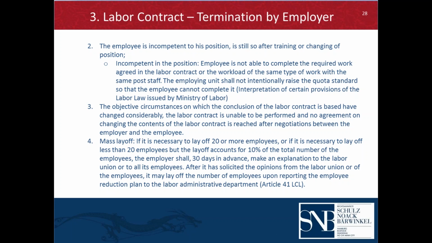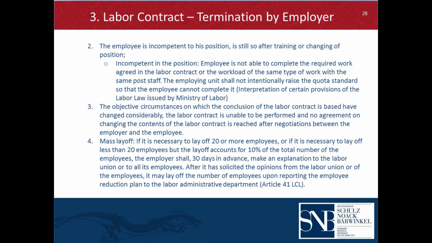Also, a termination reason is if the objective circumstances on which the labor contract was concluded have changed. For example, if a department has to be shut down and it's not necessary to have this work anymore, this would be a reason where you can refer to this termination reason.